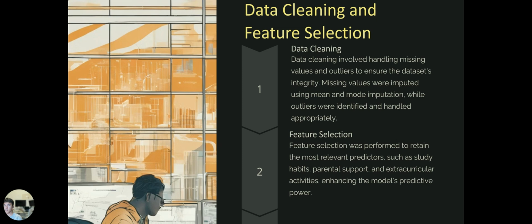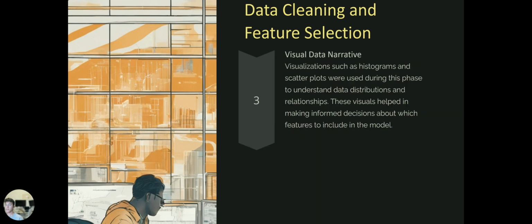Next was feature selection, performed to retain the most relevant predictors, such as study habits, parental support, and extracurricular activities. We didn't include things like the student ID. We had two indicators we were trying to find, the GPA and the grade standing, but we didn't want both of them because one was really the definition of the other, so we took out one of those to effectively cancel them out. And at the end, visualizations, scatter plots, and histograms were used to understand the distributions and relationships.